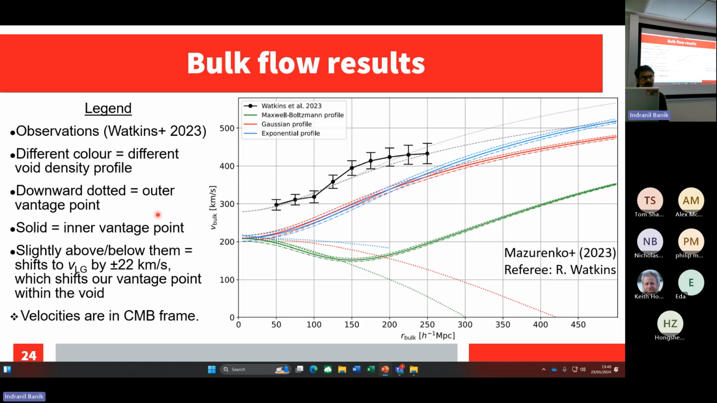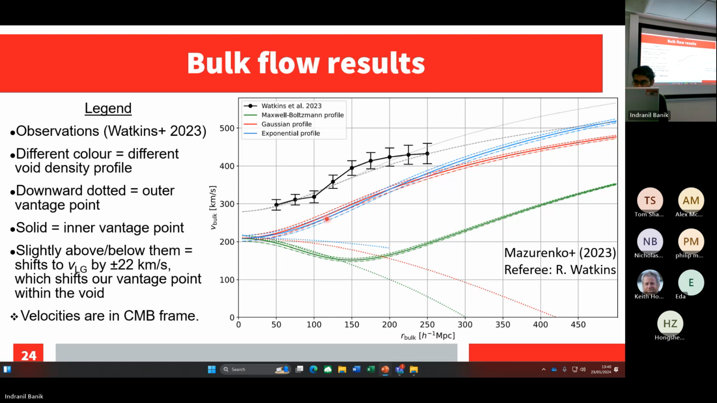The outer vantage point is shown with the dotted curves. That doesn't work. The solid curves show the inner vantage point, and there the maximum Boltzmann type profile in green also doesn't work. But the Gaussian and exponential ones work pretty well. This was a study refereed by Rick Watkins in order to ensure that the comparison is done as closely as possible to the methods used by observers.